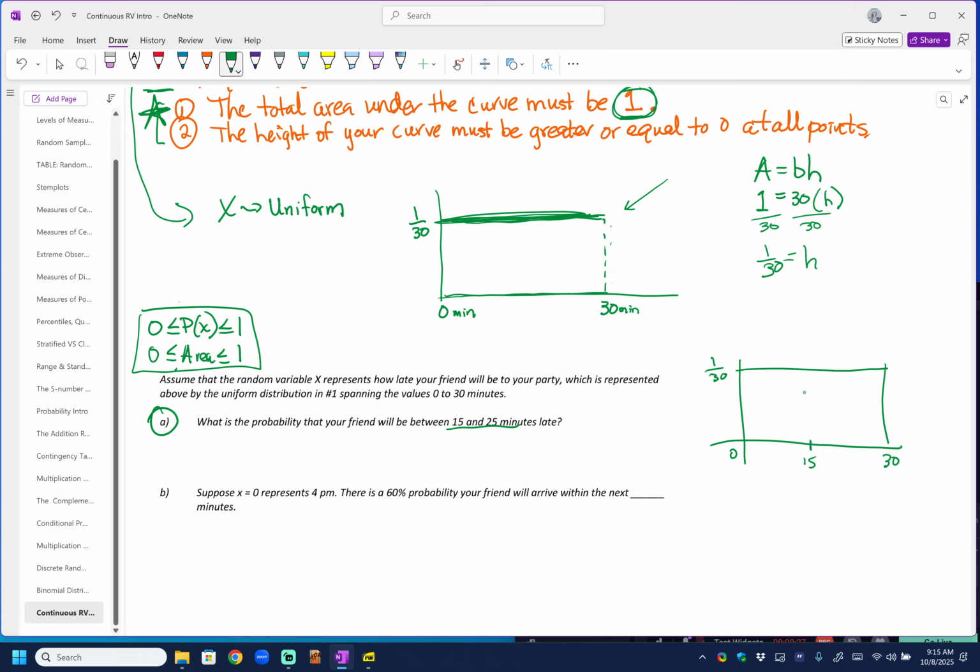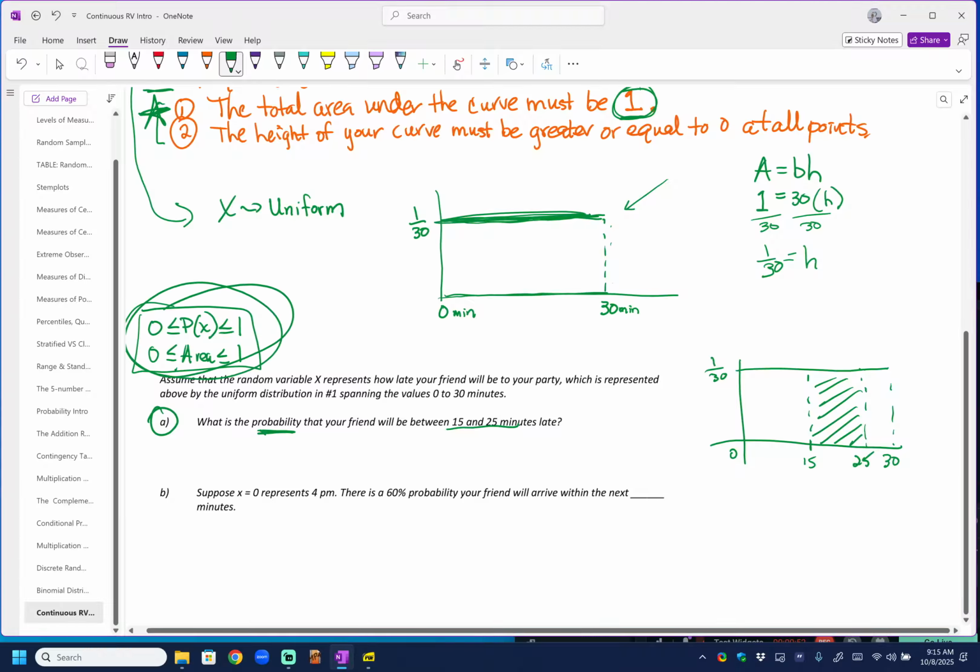So we'll draw a line. Let's do these dash lines. Okay, and 25 minutes late, let's say it'll be about right here. All right, so that means if I want to know the probability that your friend will be between these two values, then all I need to do is find the area between these two values. So remember, 1-to-1 correspondence. So how do I do that?